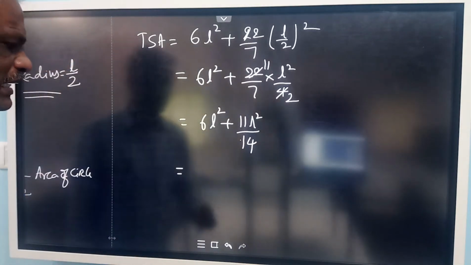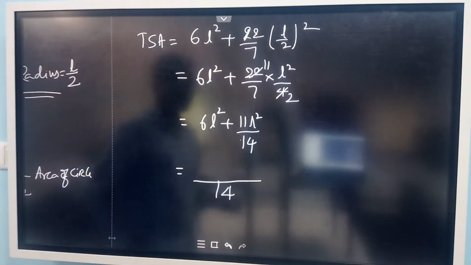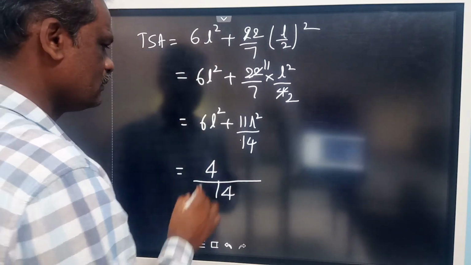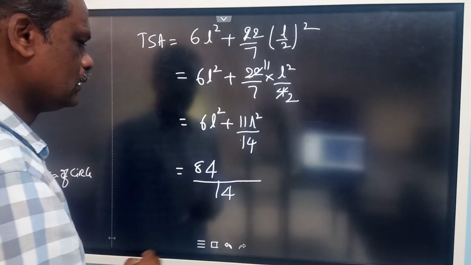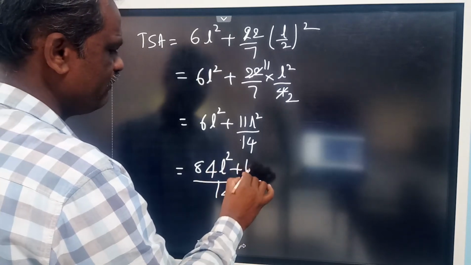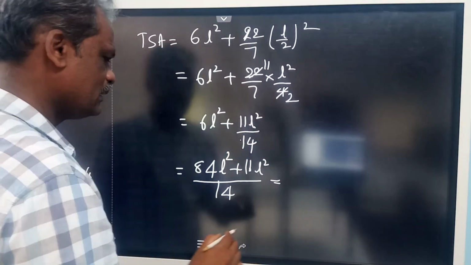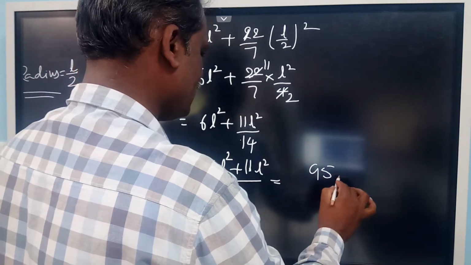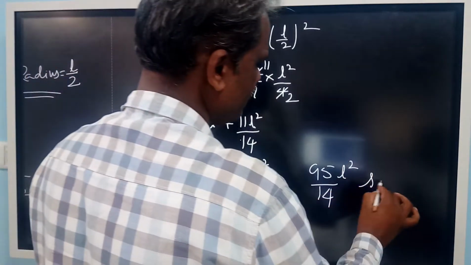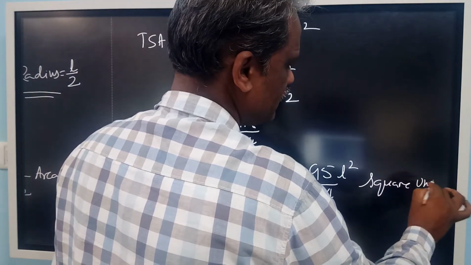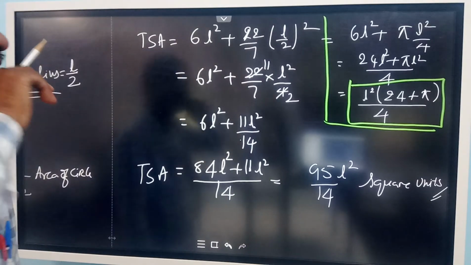Simplify this. Take the LCM as 14. 6 times 14 is 84, so 84 L square plus 11 L square gives 95 L square divided by 14. This is the total surface area, in square units. Whatever the units, it should be in square units only.